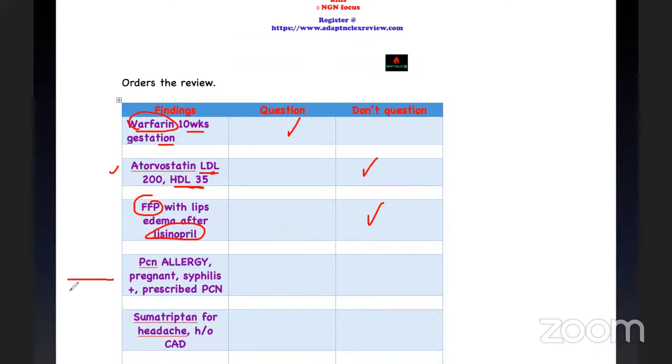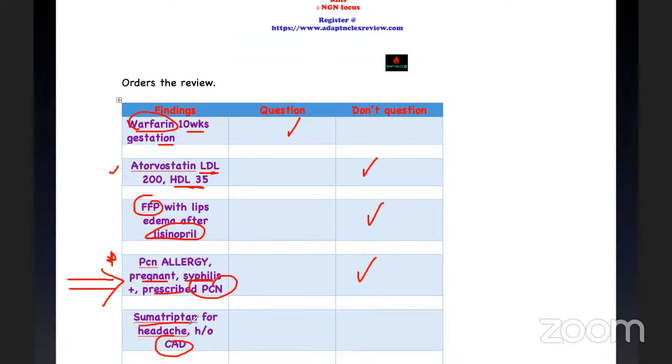How about this? This is a tricky question. Penicillin allergy, but I have syphilis and I'm pregnant. Are you going to give me penicillin? Yes, because penicillin is the best treatment. This is the only question where sometimes on your NCLEX you see an allergy to something and you should not give it. But this one, you desensitize the patient. You give a little bit of it until they don't react to it. So this is the treatment of choice. We don't need to question it.